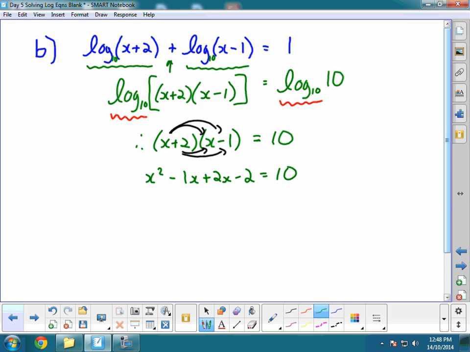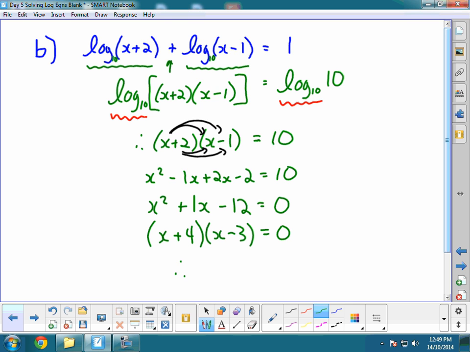In the other ones, there might have been linear, so I had a different strategy. But this one is quadratic, so I'm going to have x squared. Bring everything to one side and collect like terms, get a plus 1x. Bring this across, and it becomes a minus 10. Plus the minus 2 is minus 12. Quadratics also tell me to factor. So I need two numbers to multiply to negative 12 and add to positive 1. This can be a plus 4 and a minus 3. And therefore, I'll get two answers of negative 4 and 3. So it turns out this one has two possible answers.